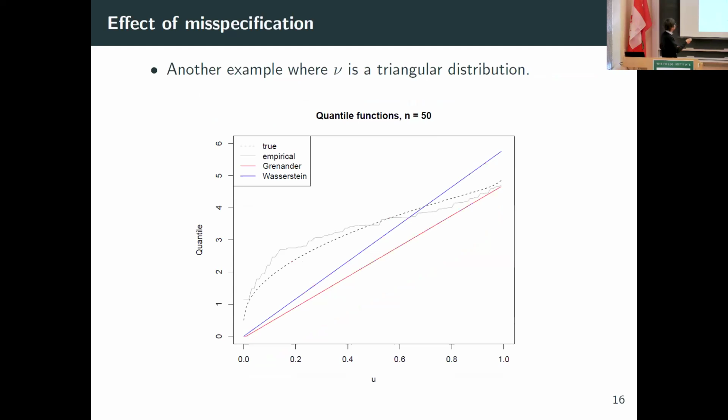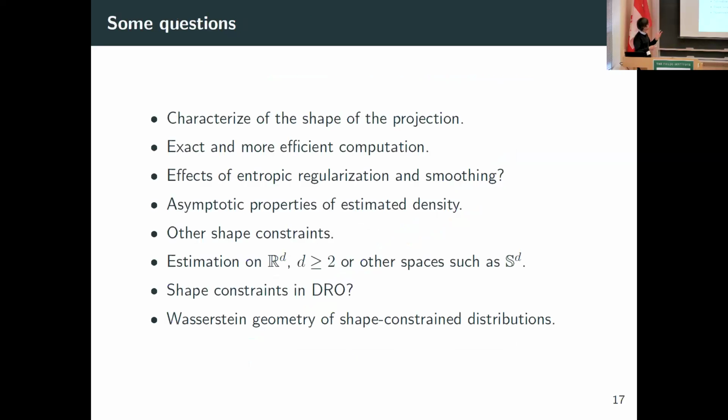I have another example where it is a bit more extreme. Now the distribution is a triangular distribution, and you see a bigger effect, a bigger difference between the two projections. Yeah, so this is basically it for now.